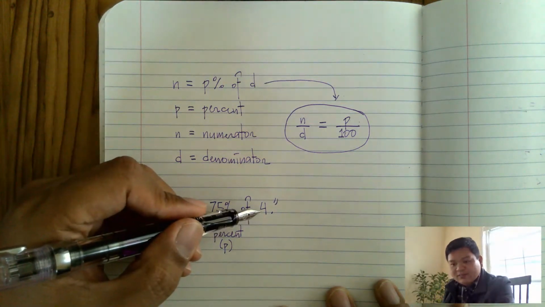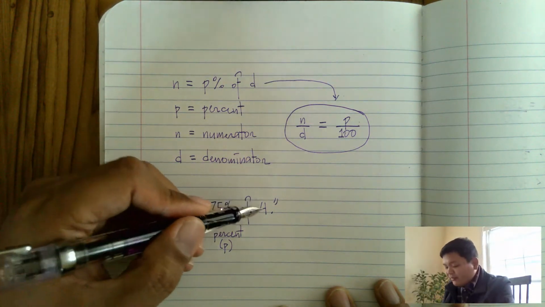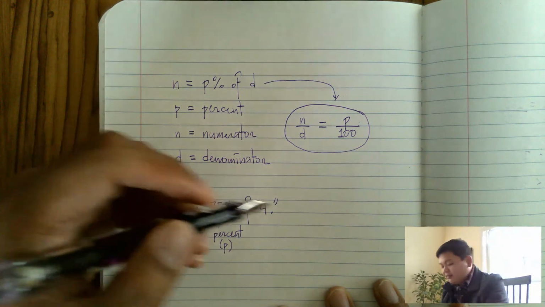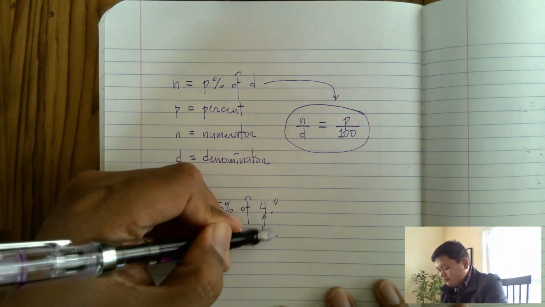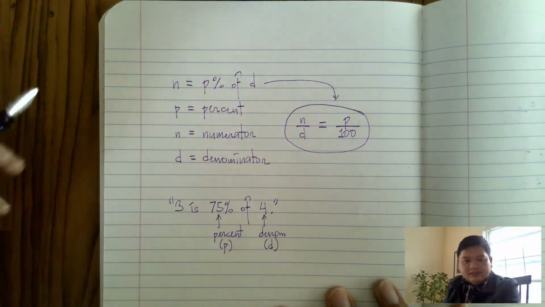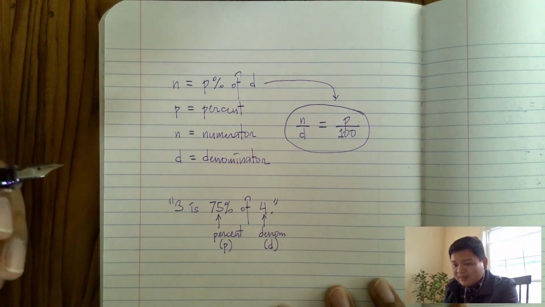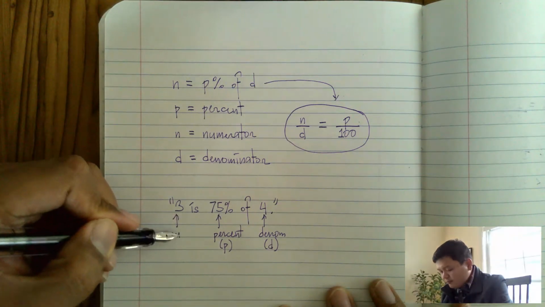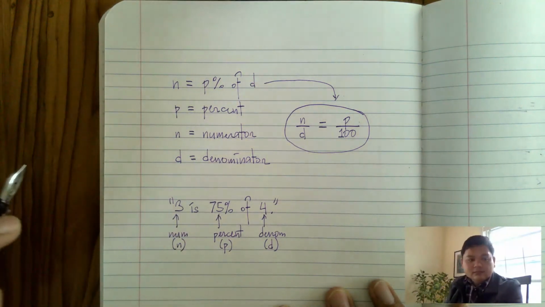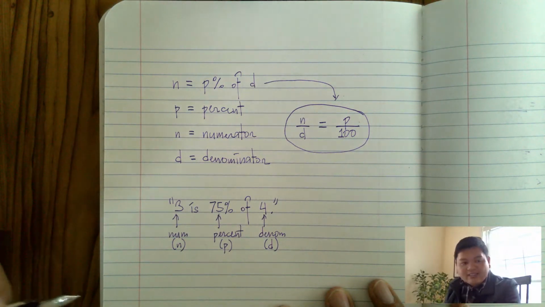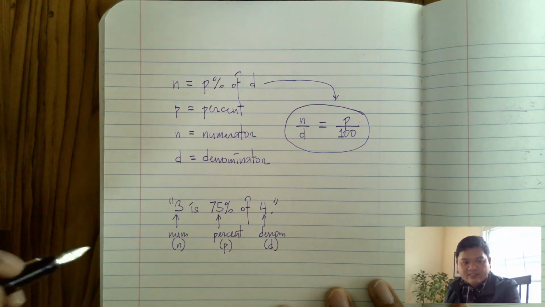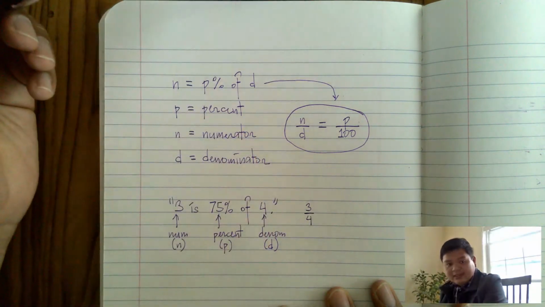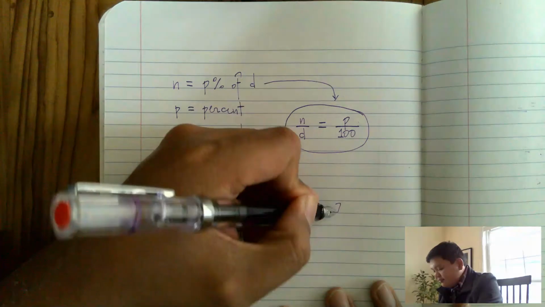Four is marked with the word of. Remember that this number 4 is after the word of, which means that it must be the denominator, or D. The number 3 is not marked particularly, so this must be the numerator, or N. Therefore, the math version of 3 is 75% of 4 is 3 over 4 is equal to 75 over 100.